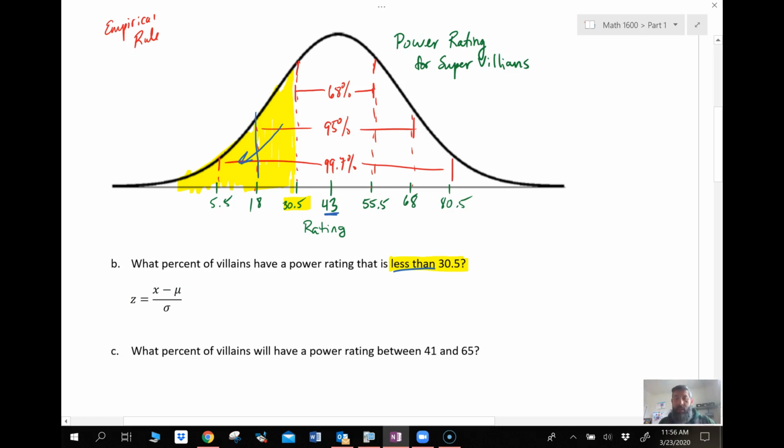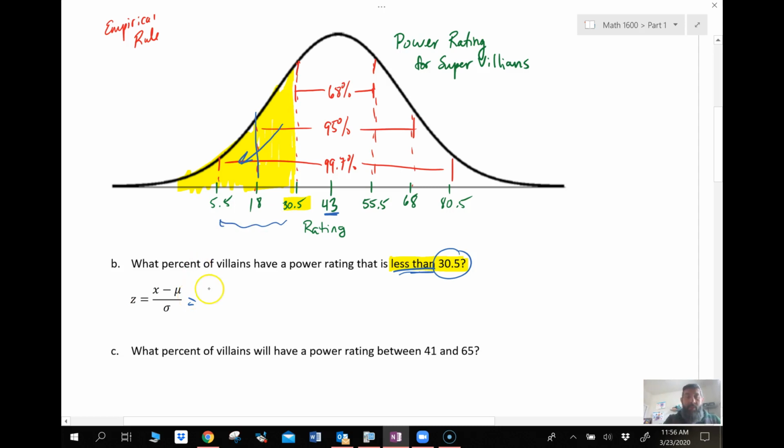So here's the calculation, and excuse me if I get up too close to this guy here. The z-score is x minus mu divided by sigma. So x is whatever value I'm looking for that's either going to be less than, greater than, or in between. In this case, my x is 30.5. By the way, it says less than, that's why I have it shaded underneath, because I want the probability that it's less than that, or the percent less than that.